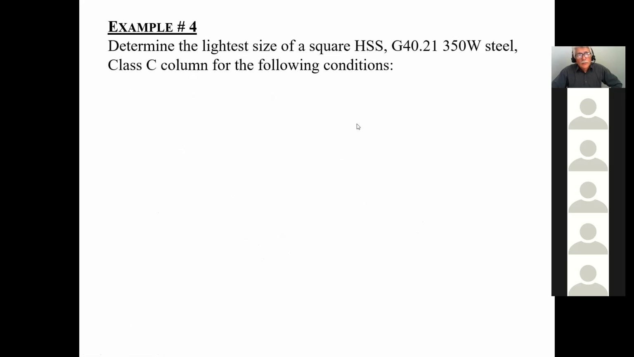So now, determine the lightest size. How are we doing? Am I taking away? Oh, I think we have just enough time.